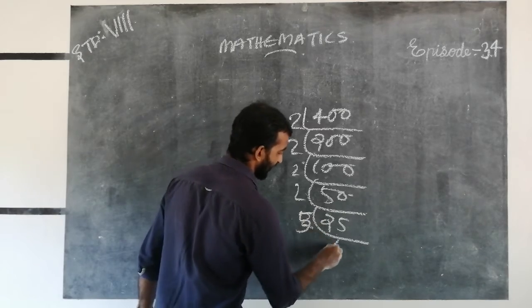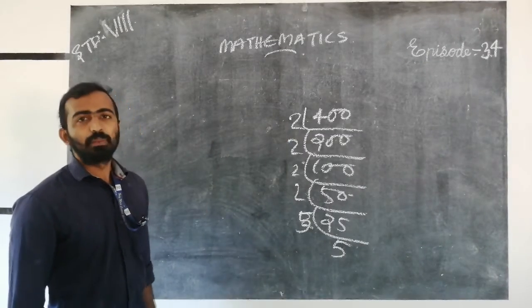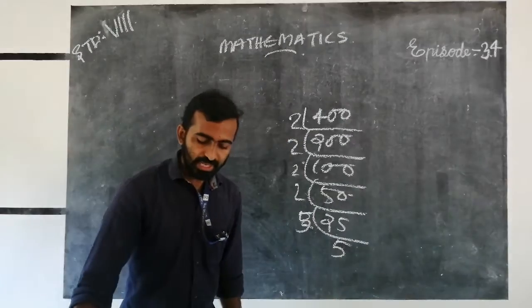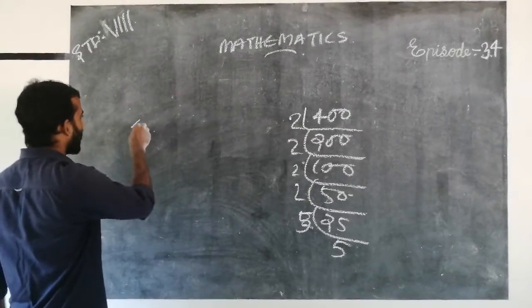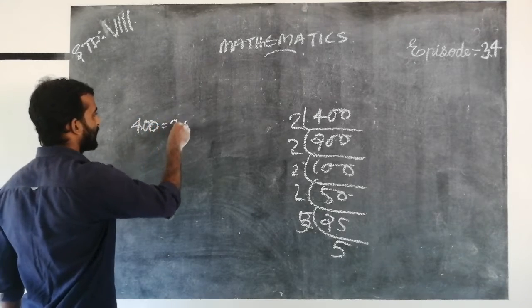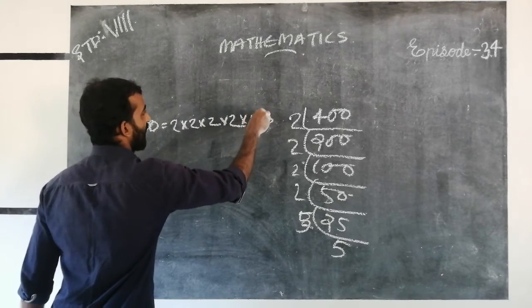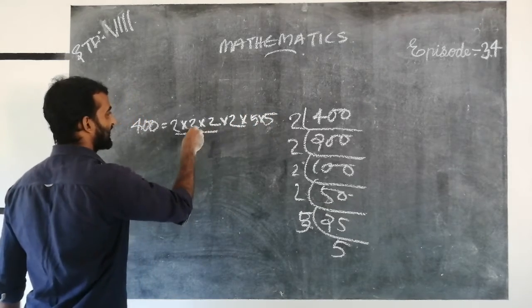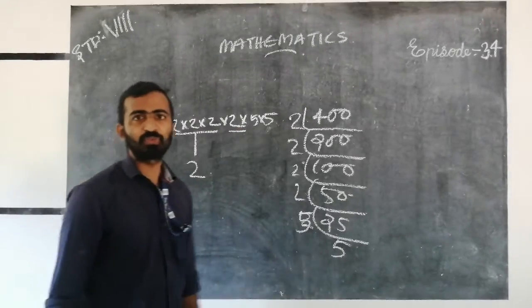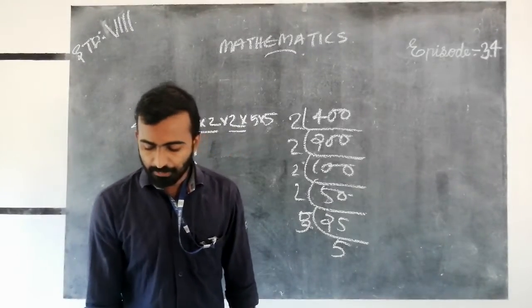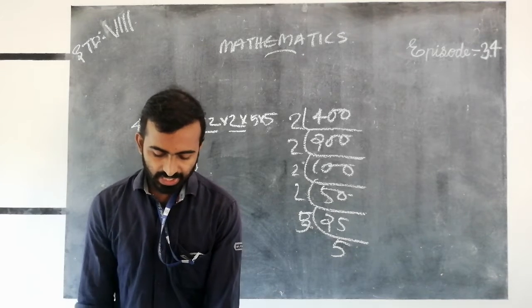Here is 5, this is 5. So 400 is not a perfect cube. There is no group for 2 and 5. When we write it in factors, 2 into 2 into 2 into 2 into 5 into 5. Here we can write 2. There is no group of 3 for 2 and also for 5. So 400 is not a perfect cube. Okay, is it clear?